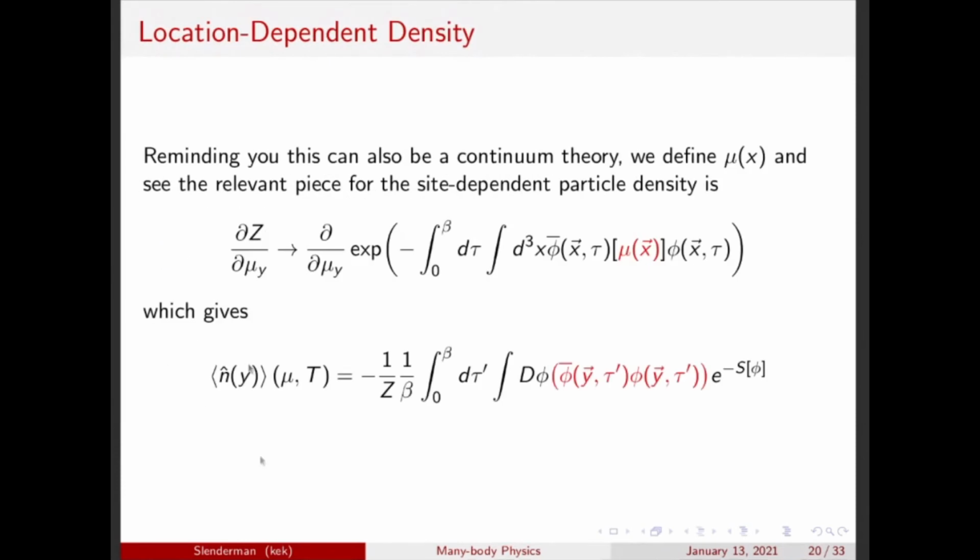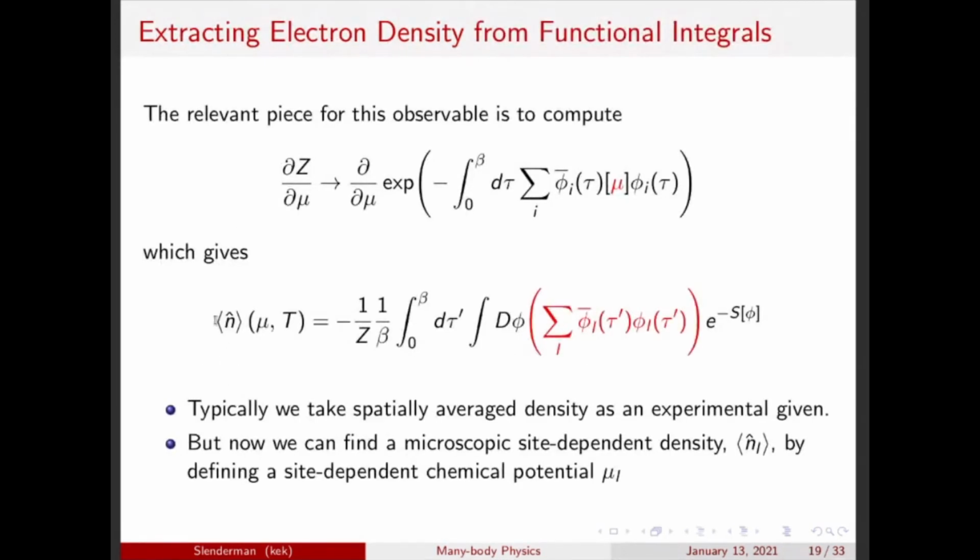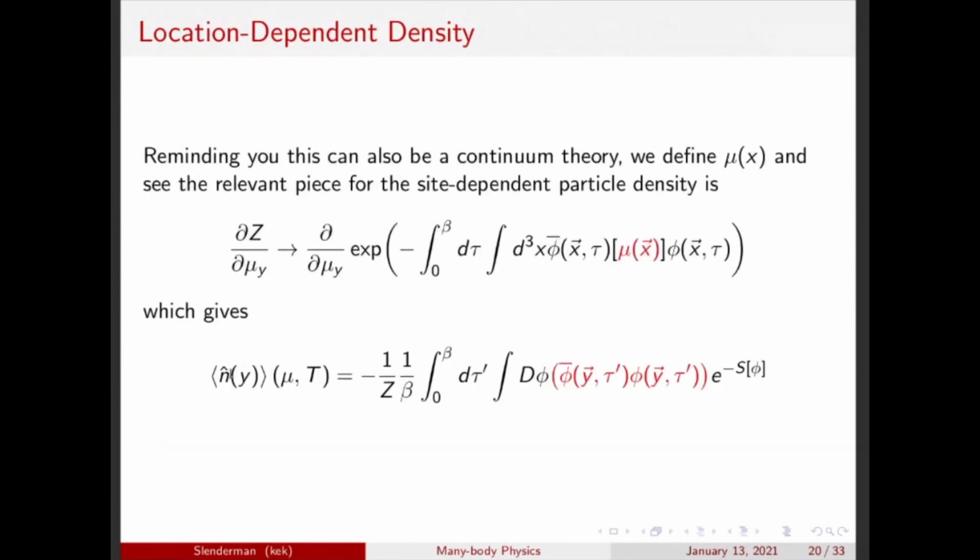So to highlight the difference, here is a location-dependent particle density, and before we were looking at the spatially averaged particle density of the system. The spatially averaged particle density is much easier to measure because our measurement devices are large, and so typically we get a spatially averaged density from them when we use large measurement devices. But here we have a more microscopic variable.